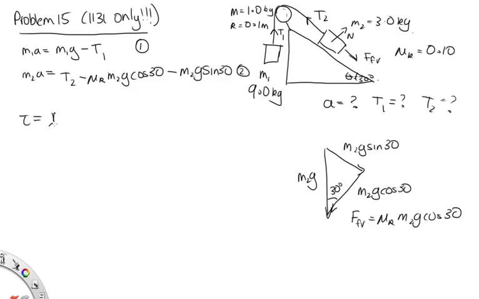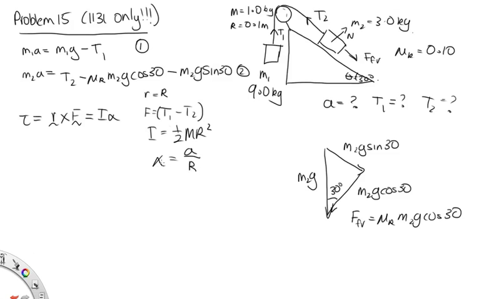Torque is given by r cross F, and it's also equal to I alpha. So for this pulley, the distance from the pivot point is just the radius. The force has T1 acting in this direction and T2 acting in this direction, so the force is the difference between those: T1 minus T2. And the moment of inertia for a disc, which is what a pulley is, is given by a half mr squared. And alpha can be written as the acceleration over radius. So the angular acceleration is equal to the linear acceleration over the radius.